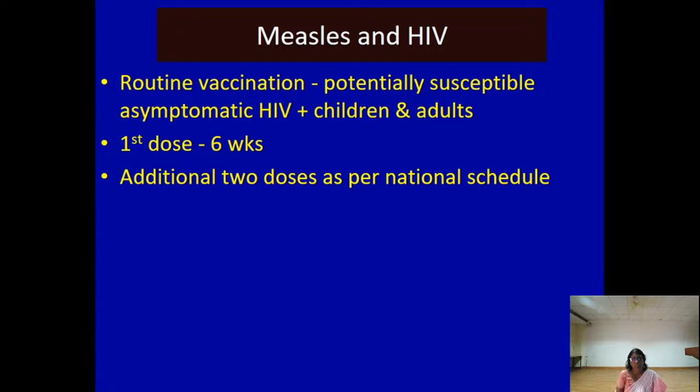Measles and HIV: routine immunization is done in such children because they are potentially susceptible, though they are asymptomatic HIV positive children and adults. So, we give them like any other general public, like general children. General means normal children. The first dose is given at 6 weeks and then additional 2 doses as per the national schedule.